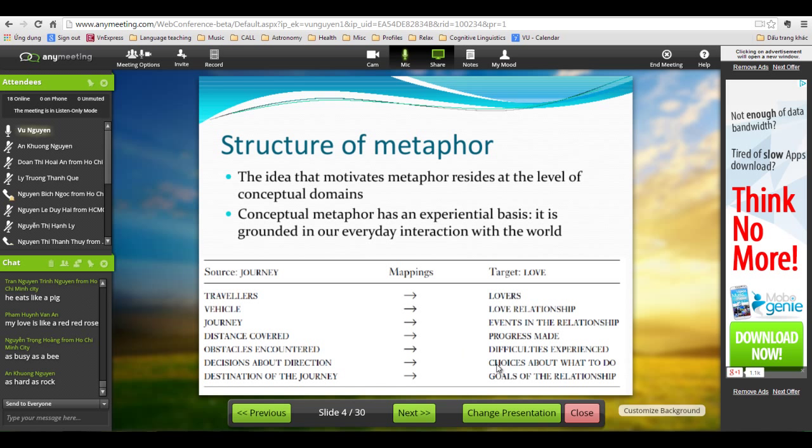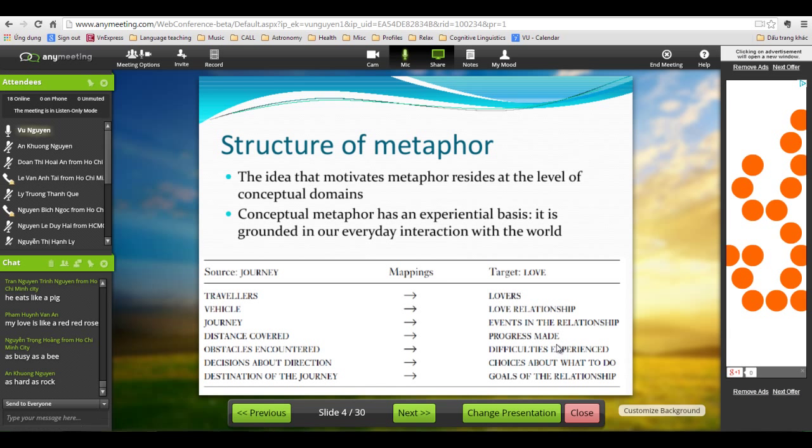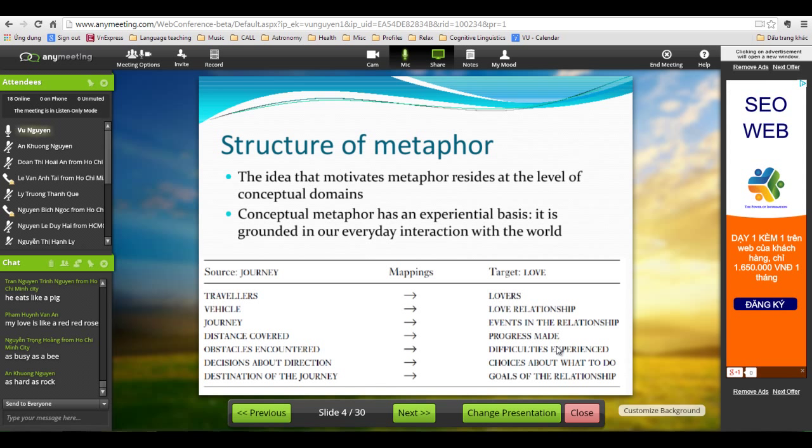For example, okay, in love we have lovers, we have a love relationship, and in that relationship there are events, okay, there are datings, there are meetings, there are chances, okay, for the lovers to make their relationship memorable. There is progress that is made, and there are difficulties experienced sometimes. There are choices, okay, obviously, and usually the goal of a good relationship is that together, okay, the lovers will reach the common goals in life.